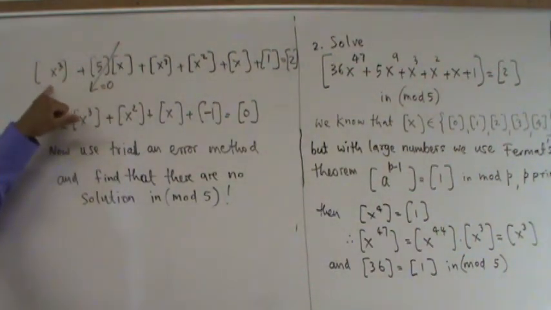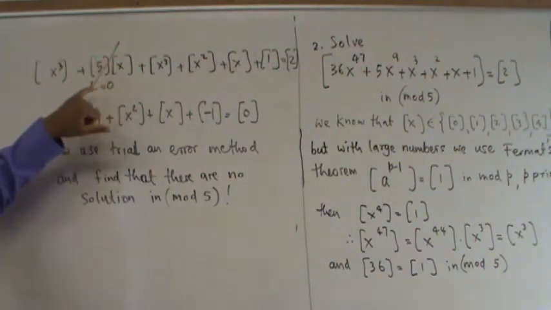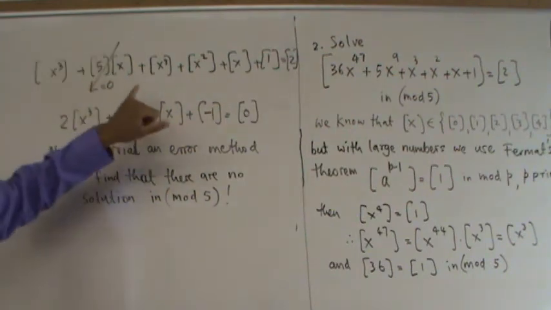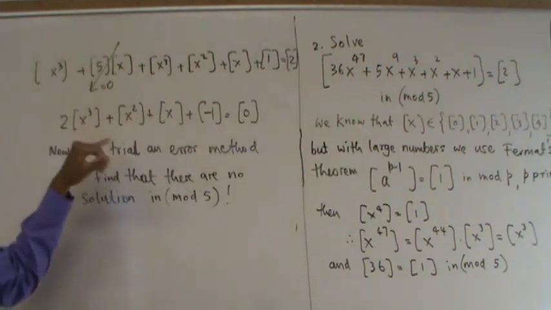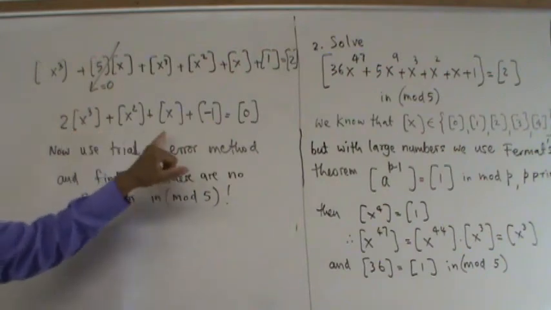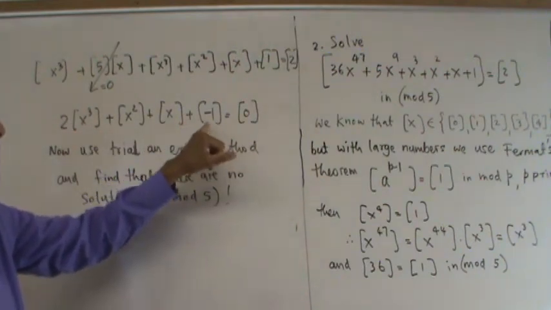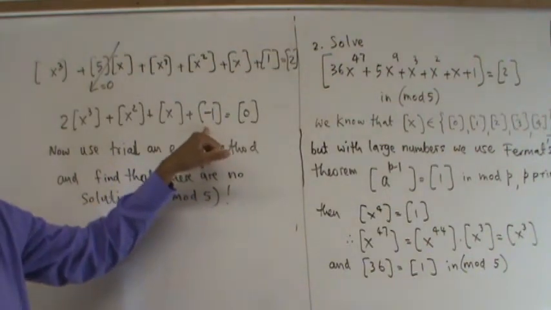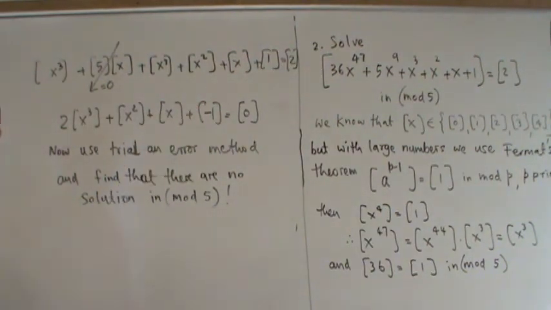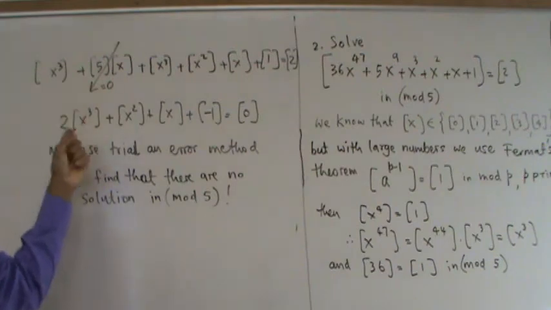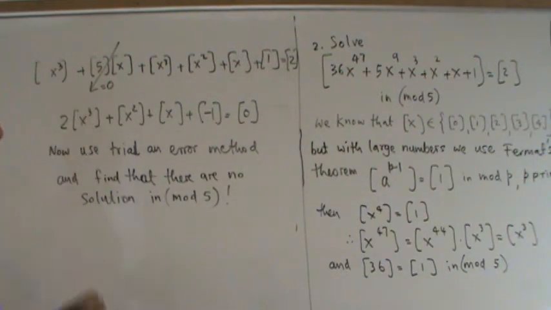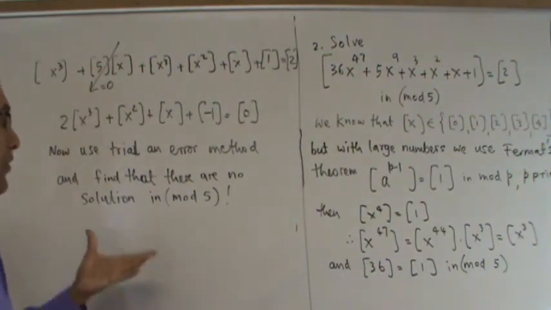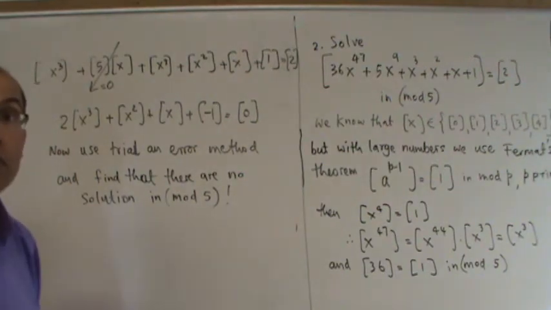This becomes x3, modulo 5 is 0, so I don't need to consider that. And I can solve it, bring everything to one side, just like how you solve equations. Negative 1, of course, if you want, you could have written this as 4 if you wanted. Now it's a simple equation, we can use trial and error and try x equals 0, 1, 2, 3, 4 and see what we get. Unfortunately, there are no solutions to this equation.